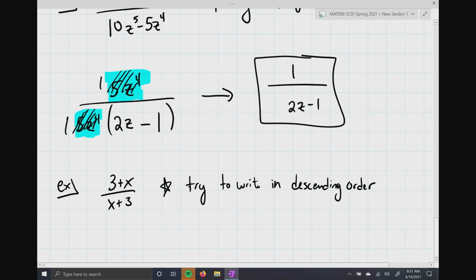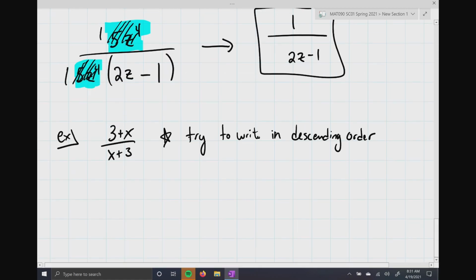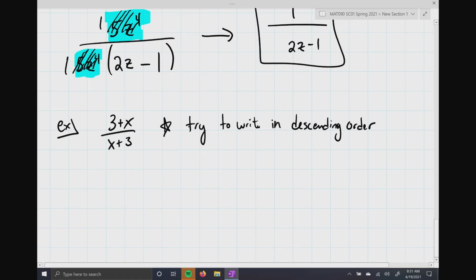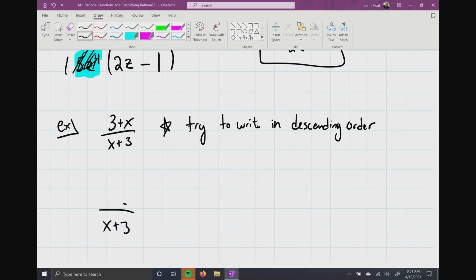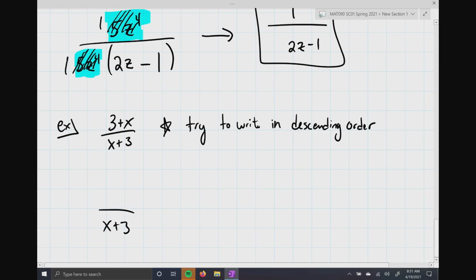You're always going to want to try to write your numerator polynomial and your denominator polynomial in descending order. It just helps. So the first thing I would do is rewrite this numerator as x plus 3 over x plus 3. I'll put this in a different color so you know that's what I did. And hopefully from here you can see that x plus 3 over x plus 3 is the same exact thing as 5 over 5 or 8 over 8 or 2 over 2, which is 1 over 1 or 1.